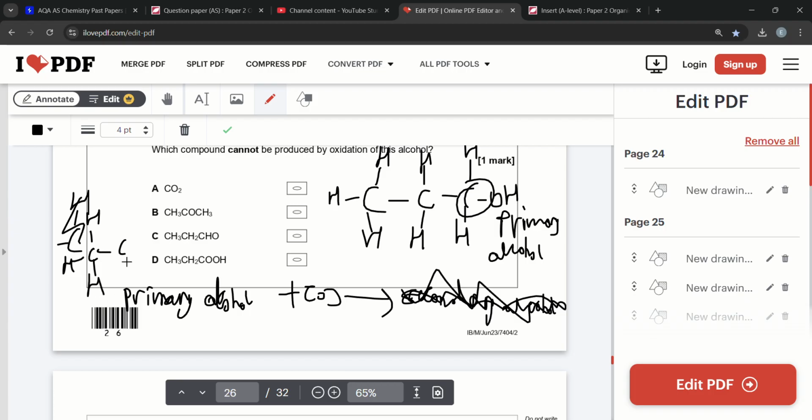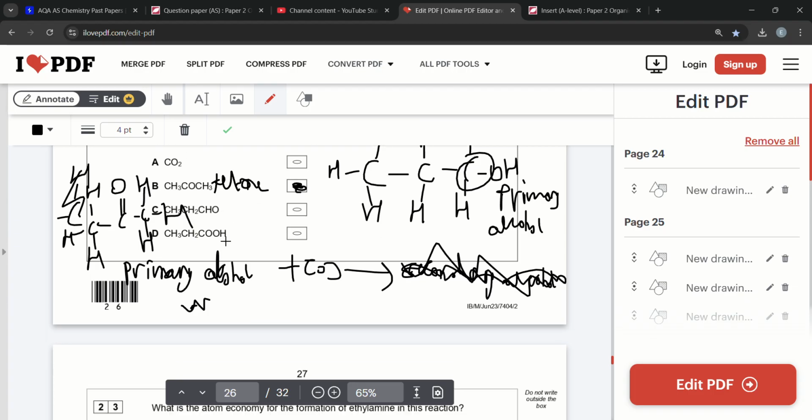CH3, C double bond O, CH3. What is that? That's a ketone. Don't know why I got confused. Primary alcohol oxidized is clearly to aldehyde. That's a ketone. We cannot produce a ketone by oxidation of a primary alcohol. We can't. Secondary alcohols, yes. So because that's a ketone, we can't produce it by oxidation of this alcohol.